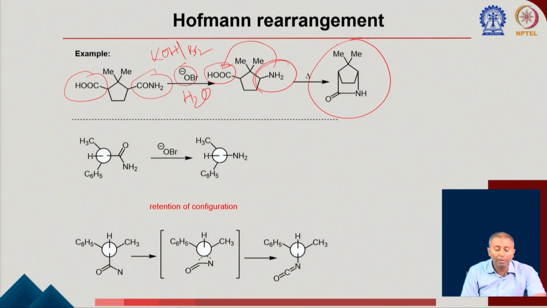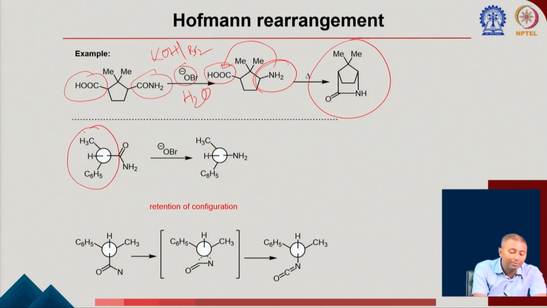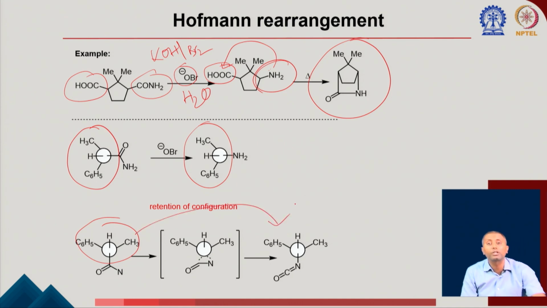Okay. So one of the important facts is that if you start with this amide which has a chiral center, if you start with the chiral amide, again there will be retention after the reaction. So as I said, this group is getting migrated, so there is no change happening in this particular configuration. So that configuration remains retained in the product. So there will be retention happening.